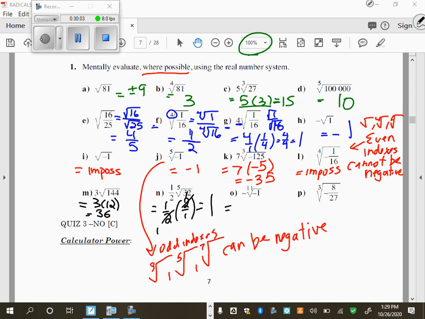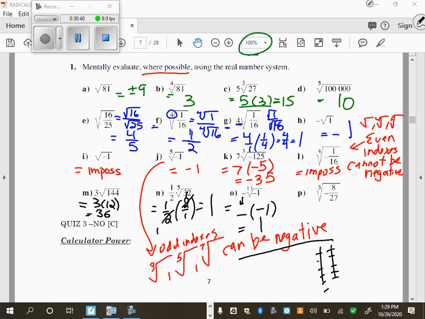O, bring down the negative sign. Can you take the 11th root of a negative number? Odd indexes can be negative. So what's the 11th root of negative 1? Negative 1 times itself 11 times. 2, 4, 6, 8, 10, 11. 10 negatives become positive, and then there's 1 extra negative. So you can take the 11th root of a negative. And what's negative times negative? Positive.